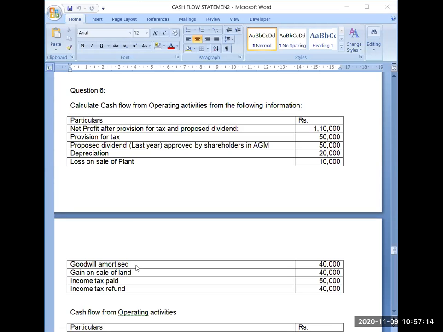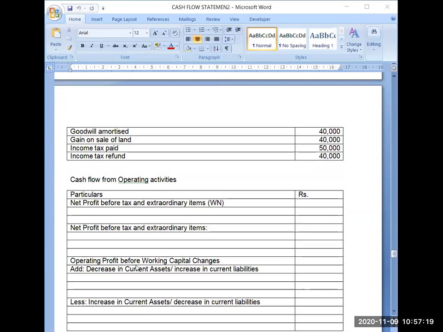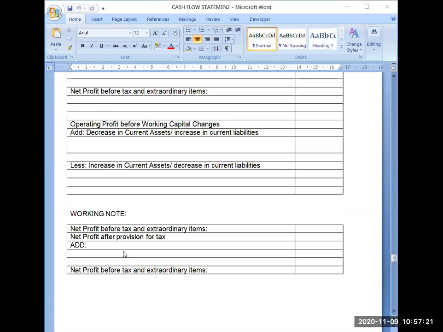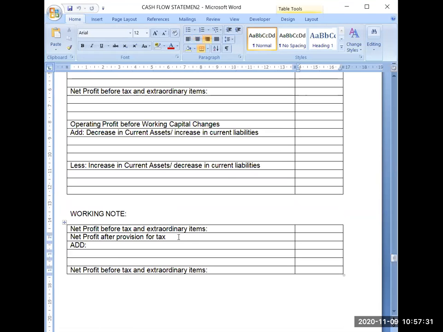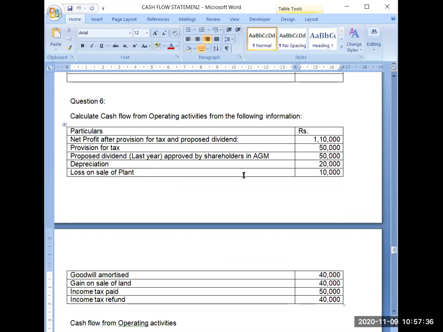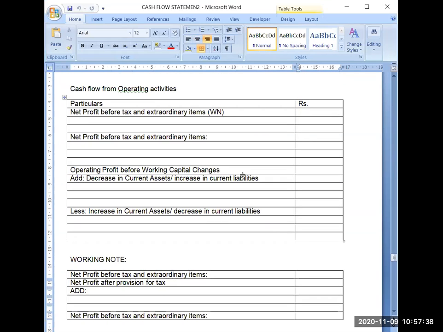Now we will first calculate net profit before tax. For that we will prepare a working note. Net profit before tax and extraordinary items, this we have to calculate. Net profit after tax is itself given. It is 1,10,000. Then we have to add provision for tax, dividend, and reserve. These three things are to be added.